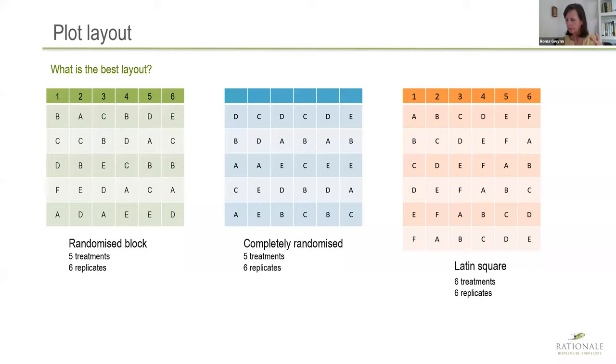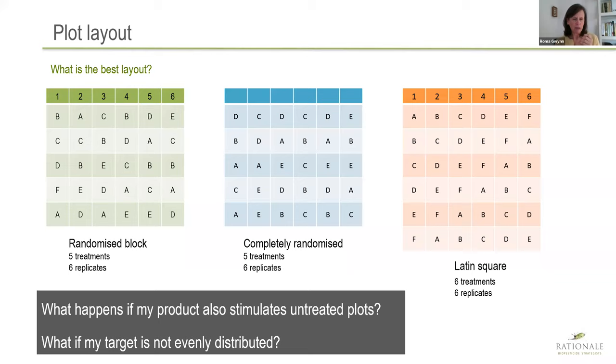So I wanted to explain it first, and now I have a little bit of a poll. Just to touch on this, somebody asked, what happens if my product also stimulates untreated plots? This is a problem. What I discovered when I worked with some botanicals a few years ago is that one of the things about the botanical, its mode of action was it was directly killing the insect, but what it also does is stimulate plant defense mechanisms.